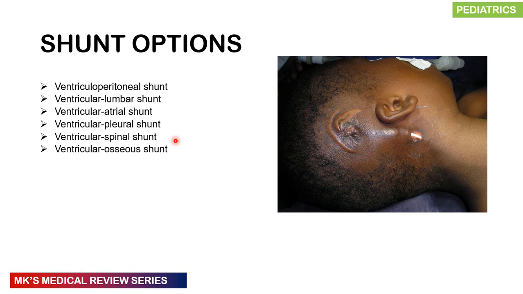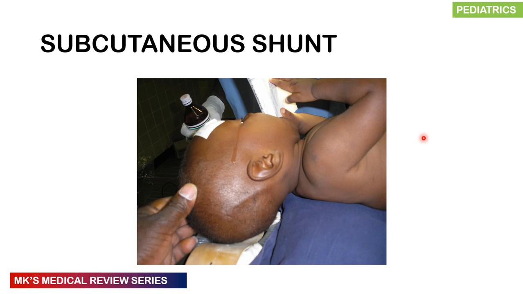These are the different types of shunts that you may have: a ventricular peritoneal shunt, a ventricular lumbar shunt, a ventricular atrial shunt, a ventricular pleural shunt, ventricular spinal shunt, and a ventricular osseous shunt. And here's a picture of a child with a shunt that is exposed. This is a child with a subcutaneous shunt. As you can see, here is the shunt.